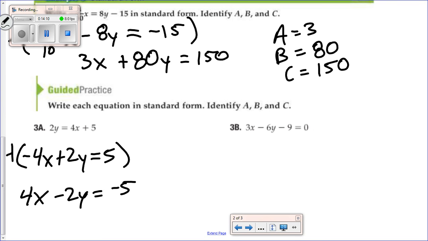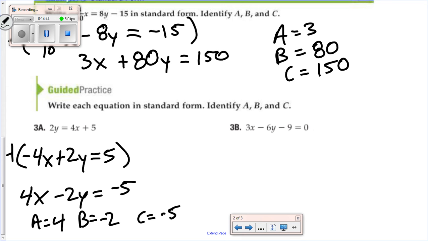So now our a is non-negative. A, b, and c are all integers, and the greatest common factor amongst them is 1. So we have standard form. A is equal to 4. B is equal to negative 2. And c is equal to negative 5.